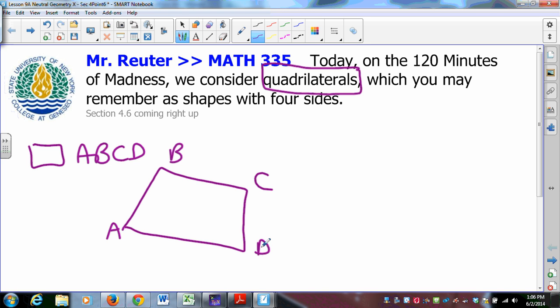You could talk about opposite sides. BC is an opposite side to AD. CD is opposite to AB. We could talk about the diagonals. The diagonals would be the line segments AC and BD.